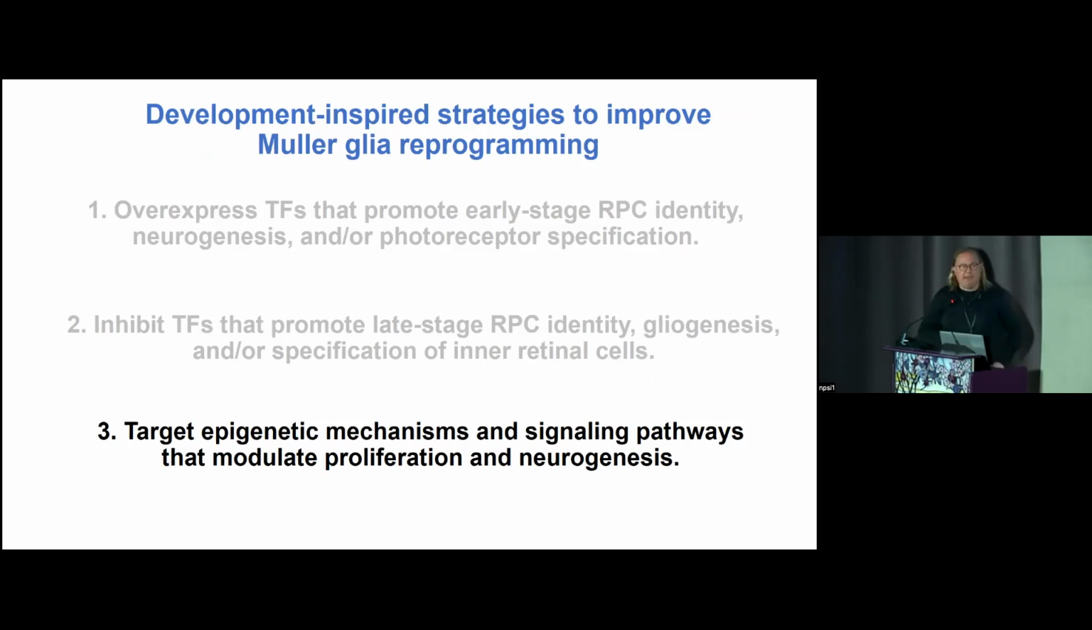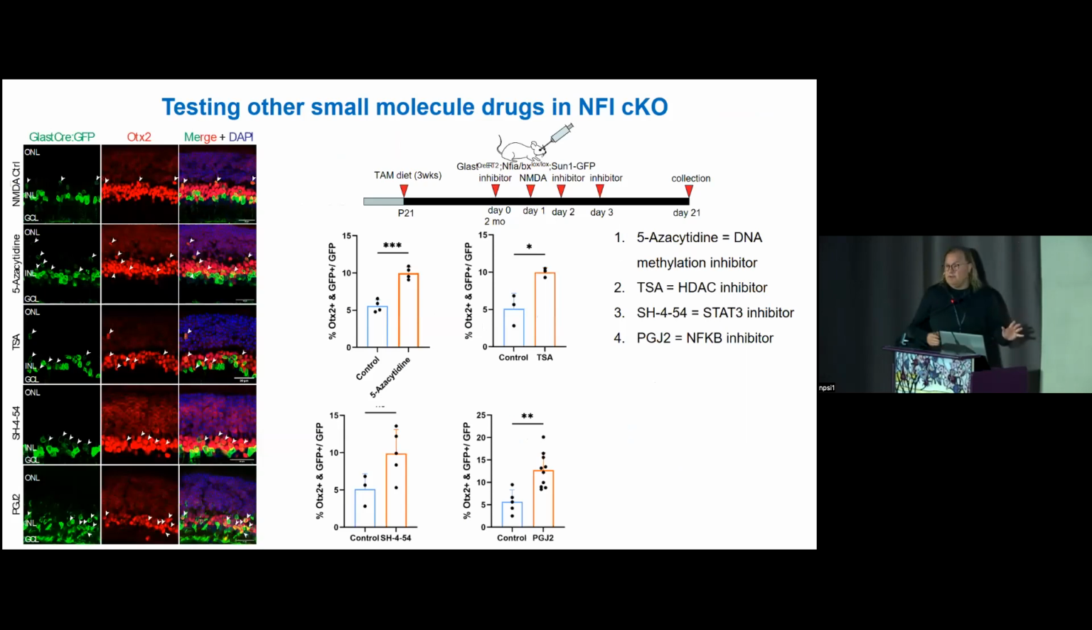So what are some other ways to target this that might be more therapeutically useful? The other thing I should say is that we don't see any proliferation in the RBPJ mutants. That's fair enough, because Notch plays a critical role in controlling proliferation. The third approach has been to target epigenetic modifiers and signaling pathways that repress neurogenic competence.